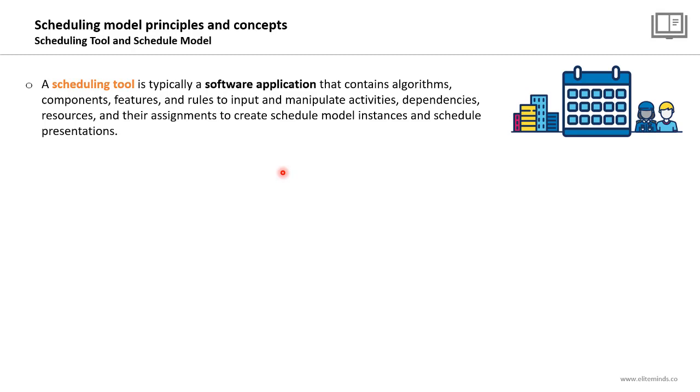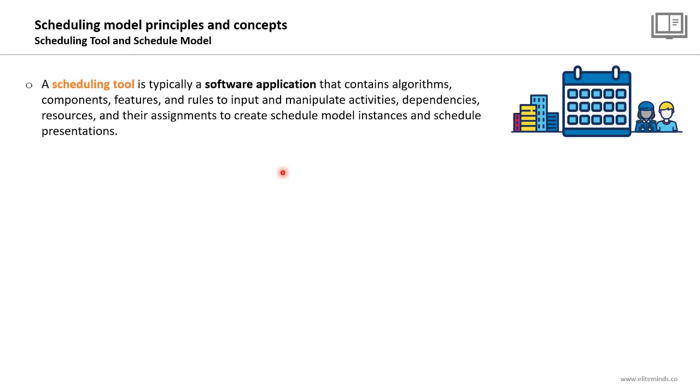Now, as we are talking about the schedule model principles and concepts, we need to walk you through the key concepts of having a schedule tool. So a scheduling tool is typically a software application that contains algorithms, components, features, and rules to input and manipulate activities, dependencies, resources, and their assignments to create the project schedule model instances and schedule presentations.